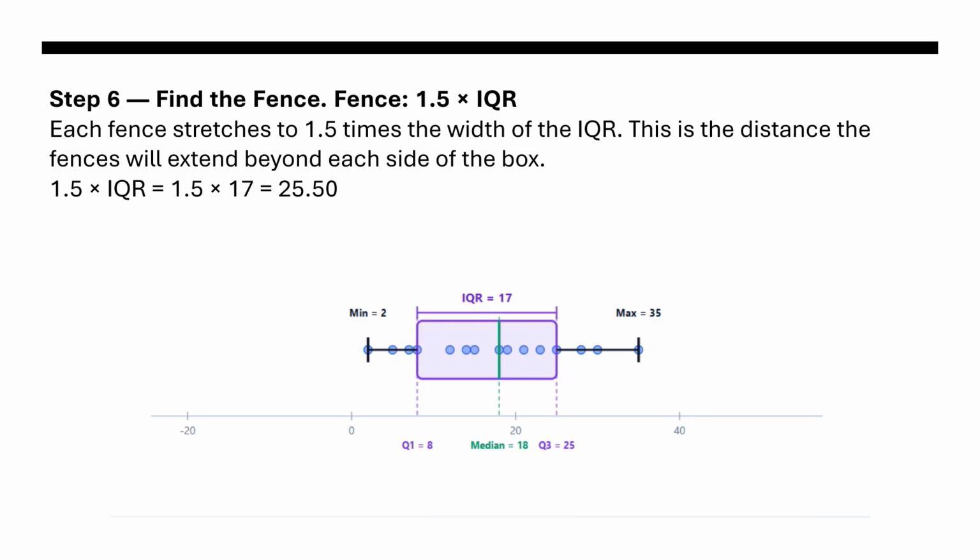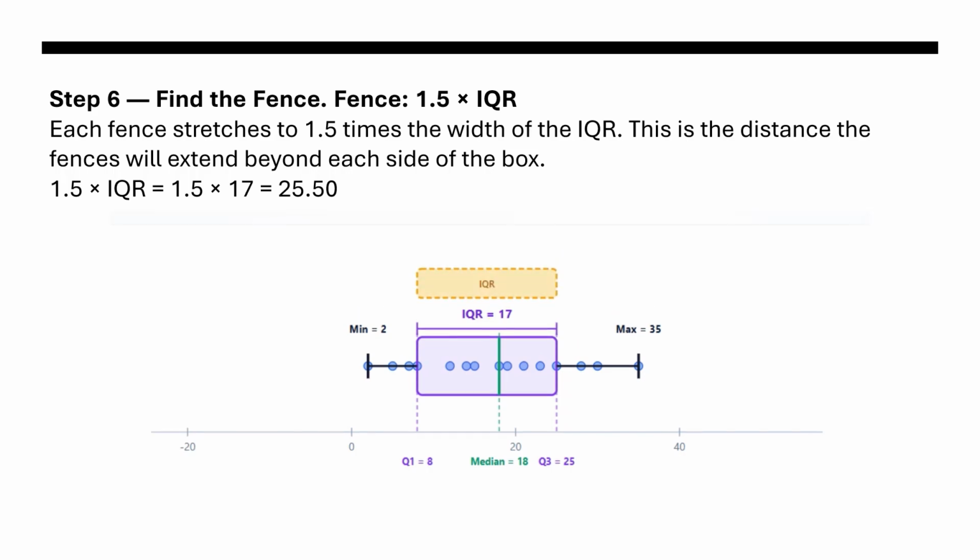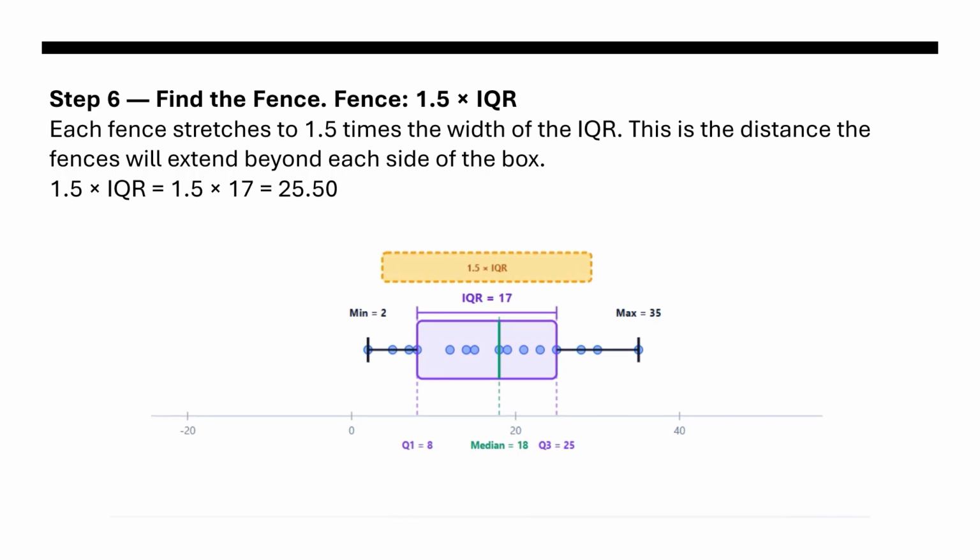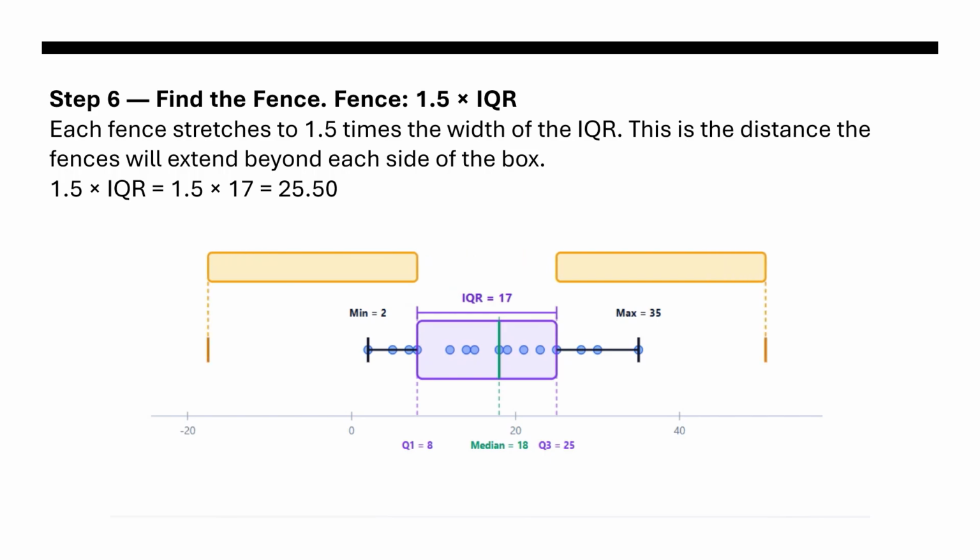Now we need to define if we have any outliers. If we're going to eyeball it, we can kind of see that we don't have any outliers, but we need a mathematical definition. So what we're going to do is take the length of the IQR, multiply it by 1.5, and extend that length beyond each side of the box. Mathematically, it's IQR times 1.5, and whatever number we get, we add that to Q3 and subtract it from Q1.